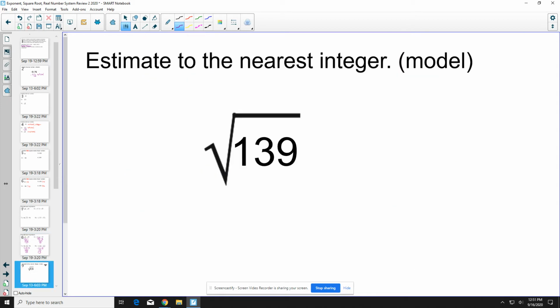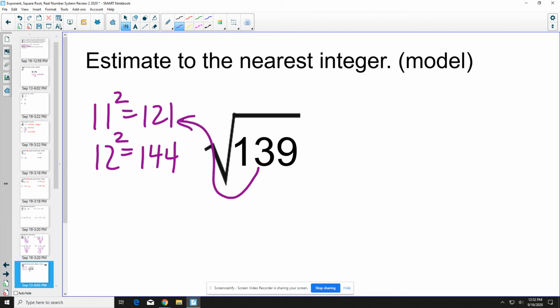All right, I just want you to watch this one. This one says estimate to the nearest integer. So I've got the square root of 139. So I'm thinking about my perfect square numbers. I know that 12 squared is 144 and 11 squared is 121.